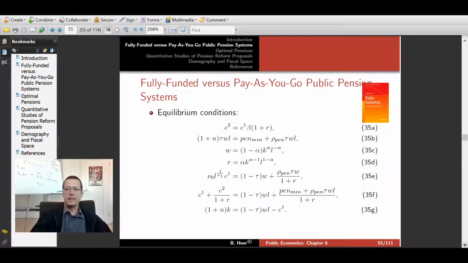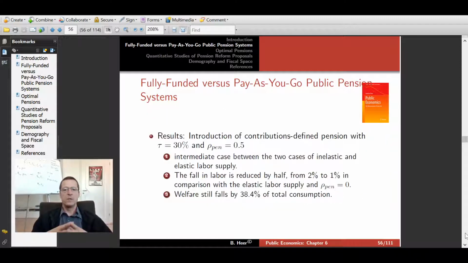Equation 35f is our intertemporal budget. And equation 35g is our well-known capital market equilibrium condition, so that the capital stock next period, which is the left-hand side, is equal to the savings at the end of period t, which is the right-hand side. And we can solve this model, these equilibrium conditions. So this is just a nonlinear equation system in 7 variables, and we can solve this model using numerical techniques. Let me first show you the results before we get into the code.